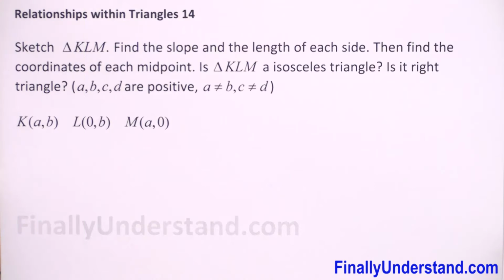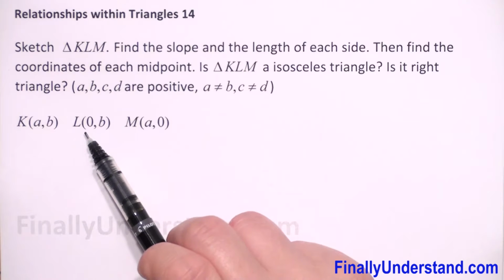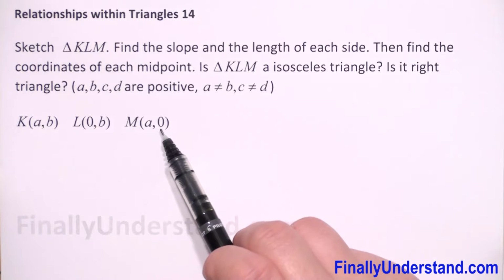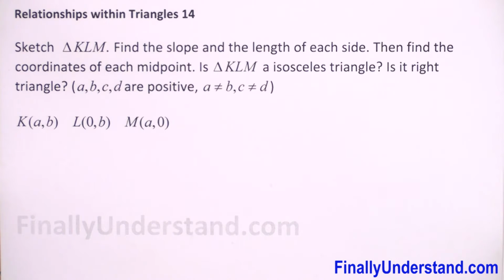First, we have to sketch triangle KLM. We are given the coordinates of point K, which is (A, B). Point L has coordinates (0, B) and M is (A, 0). And also we are given that A, B, C are positive.